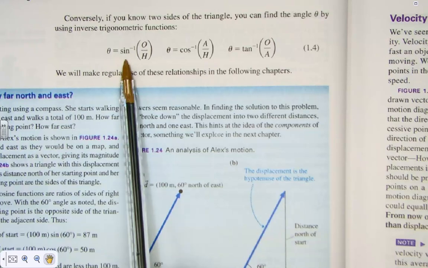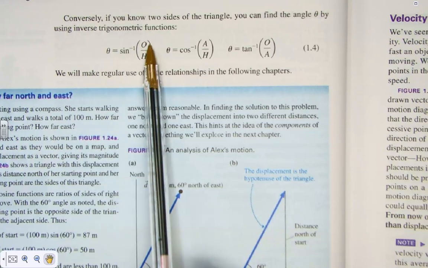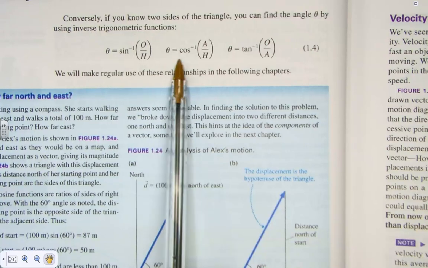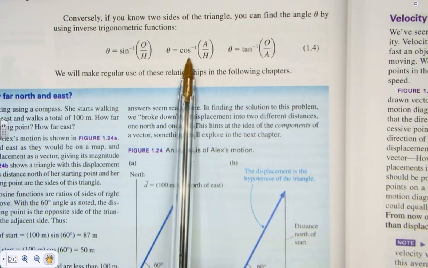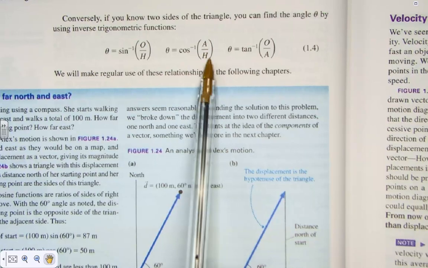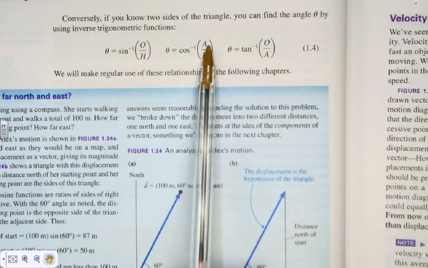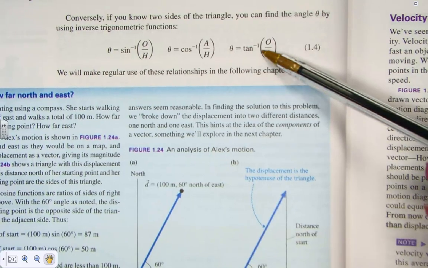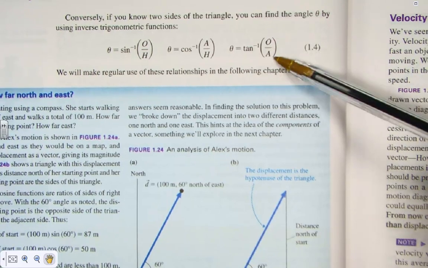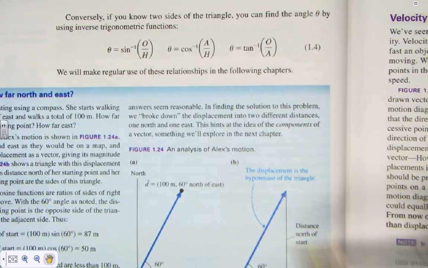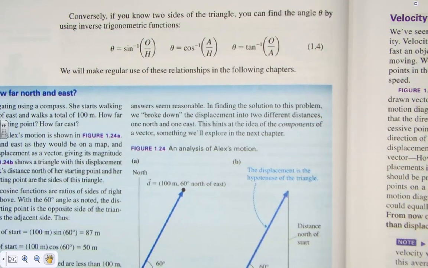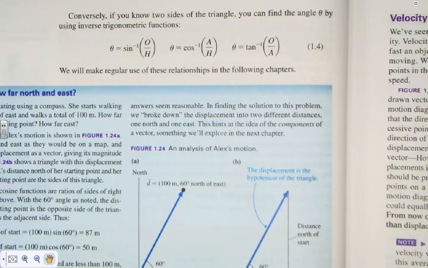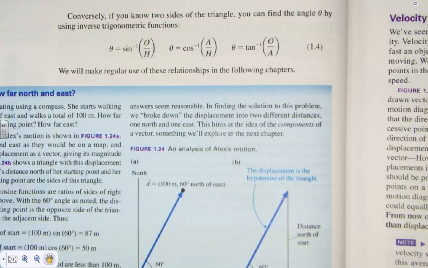Theta is the inverse sine of opposite over hypotenuse. Theta can also be found by taking the inverse cosine of A over H, adjacent over hypotenuse. And theta can be found by taking the inverse tangent of opposite over adjacent. Another way of rearranging is just hitting the inverse on your calculator, usually it's second function.